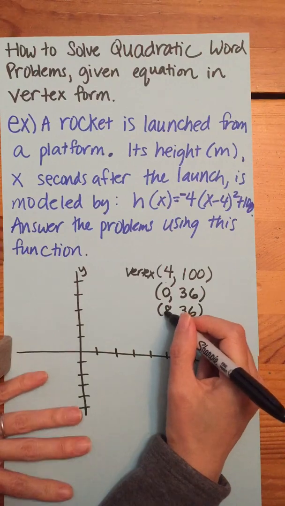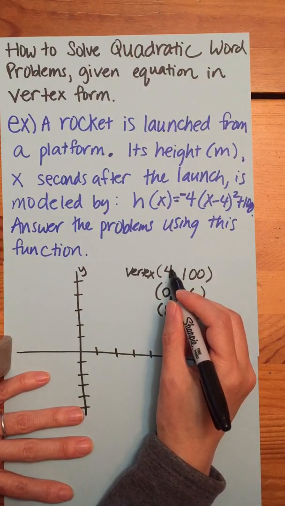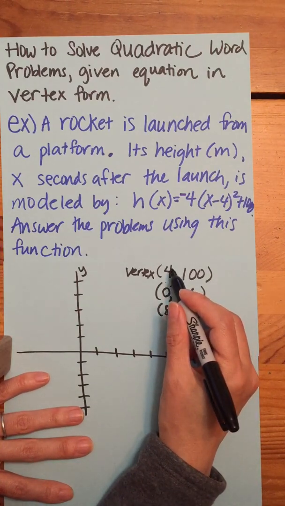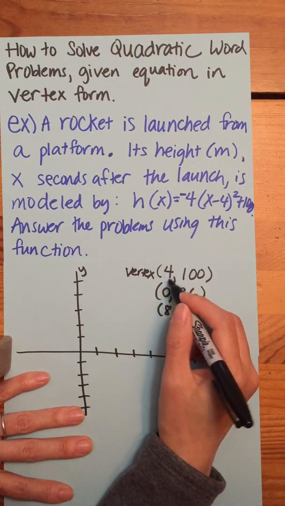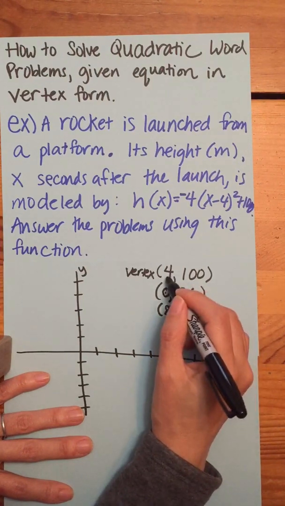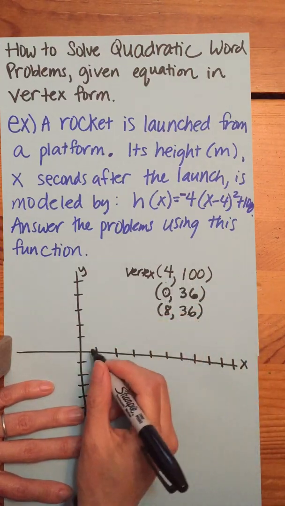Now, I did not actually have to plug in 8 to know this because whenever I have a vertex, my parabola is always the exact same from the vertex on either side of it. So if the x value 4 below gives me an answer of 36, then the x value 4 above, which is 8, will also give me the same answer of 36. And I'll show you what this looks like.